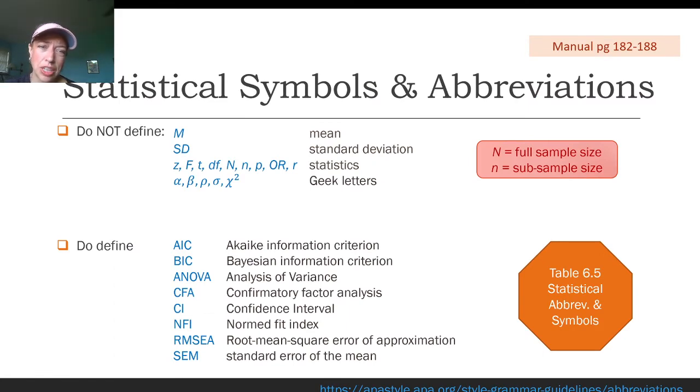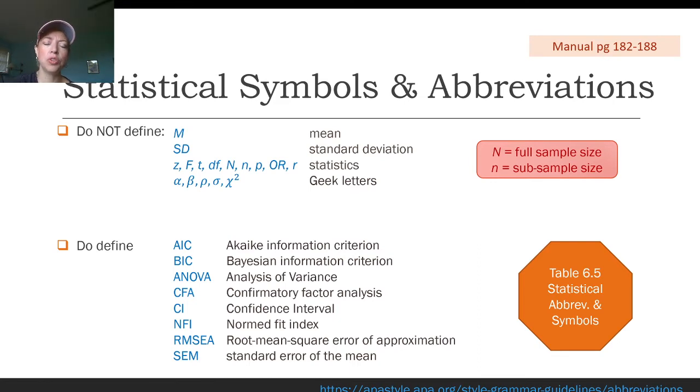Again, you can reference the slideshow or the manual. Another thing I want to draw your attention to is statistical symbols and abbreviations. I don't know who came up with this, but we do not need to define M for mean, SD for standard deviation, or any of the general statistics: Z, F, t, degrees of freedom, capital N and lowercase n for sample sizes, p for a p-value, OR for odds ratios, and r for correlations, as well as standardly used Greek letters: alpha, beta, rho, sigma, and chi-squared. Everything else, though, we do need to define.